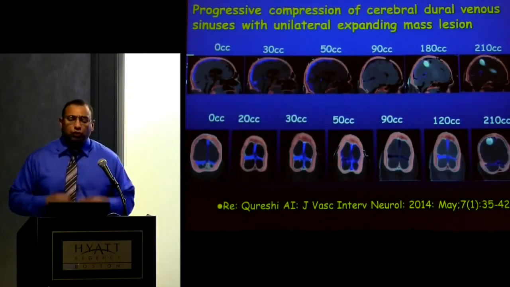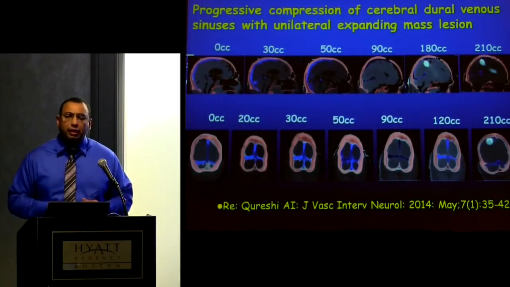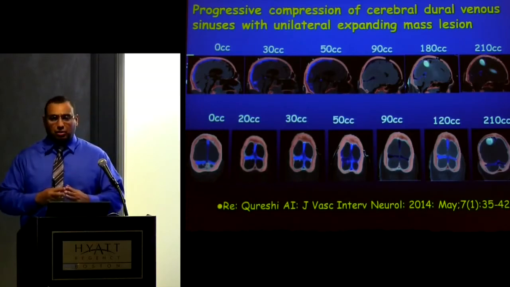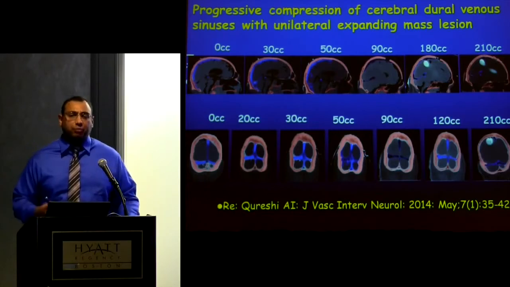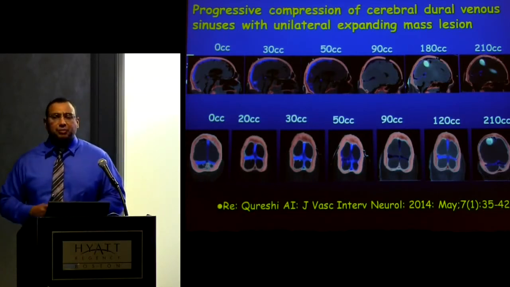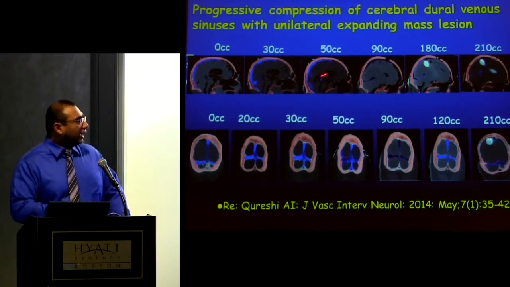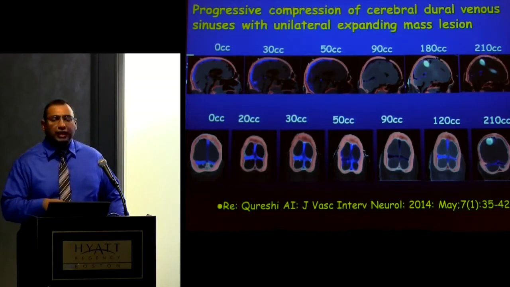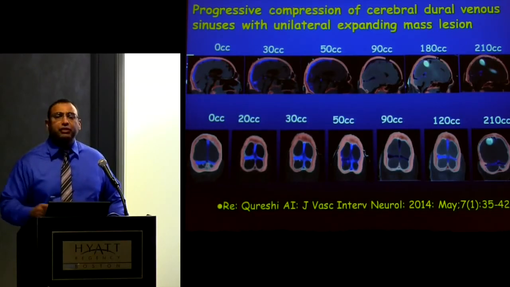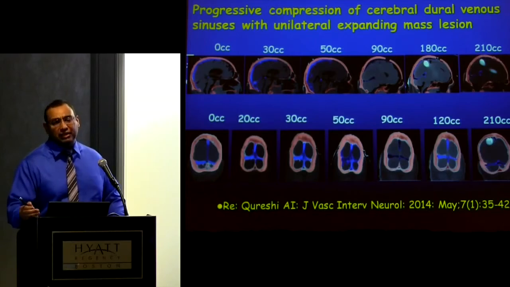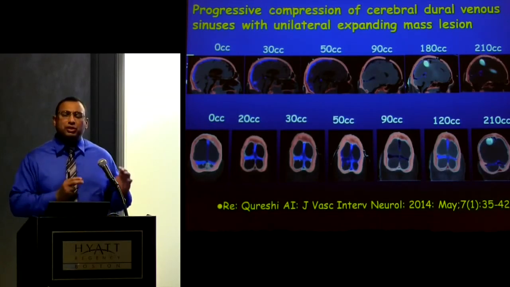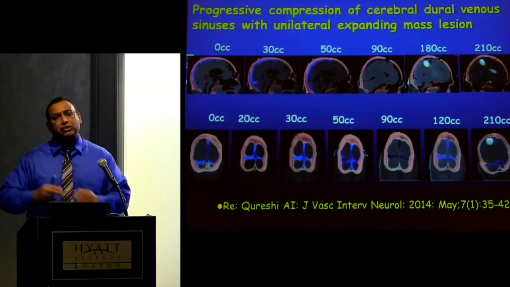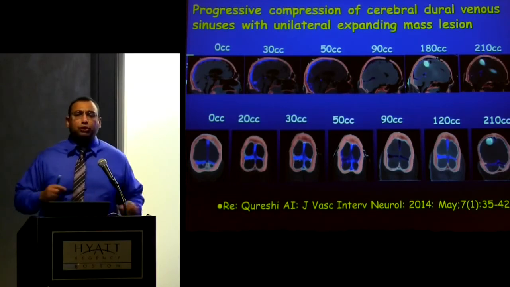Now, to further determine whether even a compression of the dural venous sinus is possible in the face of elevated intracranial pressure, we did some cadaveric experiments. And these are actually MRIs of cadaveric brains taken at different stages of intracranial mass lesions, really to determine volume expansion within the cranium and essentially its effect on compression of the dural venous sinuses.